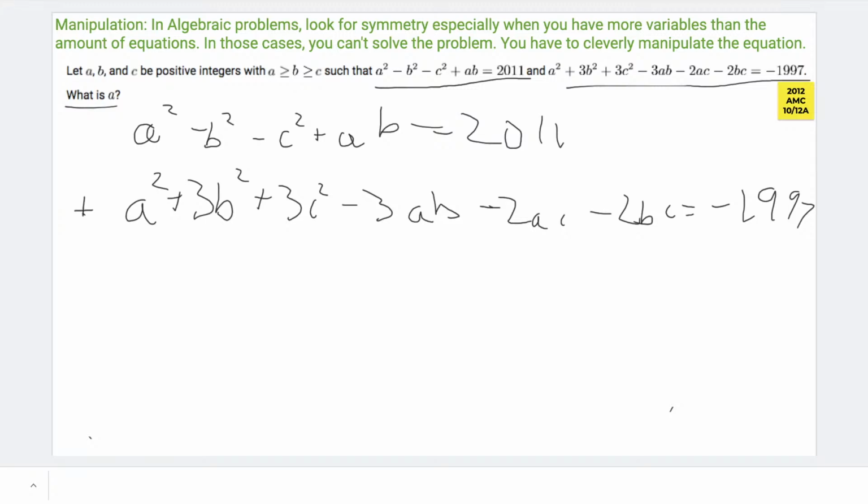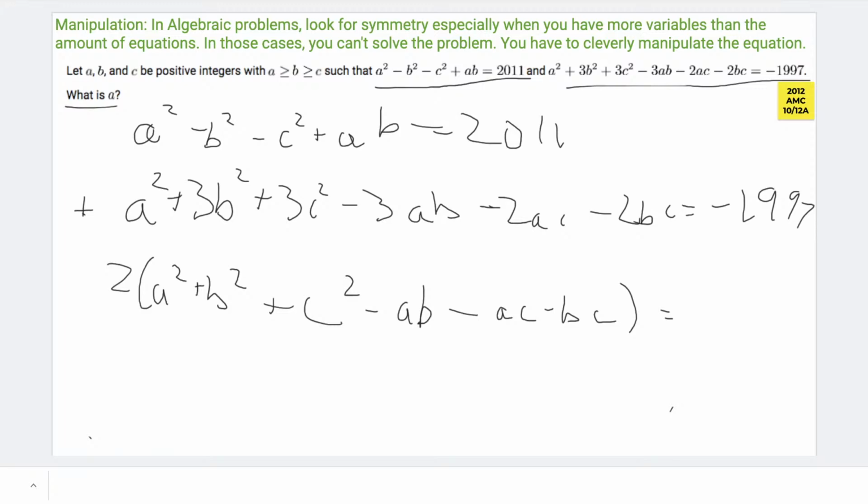The coefficients: this becomes 2, the negative plus 3 is 2, the negative plus 3 is 2, the ab term with minus 3 gives negative 2, this is still negative 2, and this is negative 2. That means if we add them, the whole thing is 2 times a squared plus b squared plus c squared minus ab minus ac minus bc, equals, and if you add these numbers, you get 14. Yeah, so this looks a bit easier to deal with.